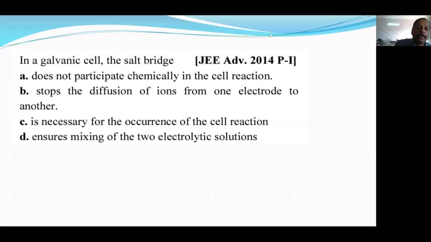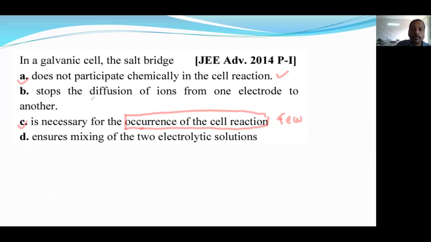Okay, so actually here it is a multi-correct option. If it is a multi-correct option, it will be A and C, but you have to select only one answer. Most appropriate will be only A. It is necessary for occurrence of the cell reaction, but if you don't use it also, the reaction will occur, but only for some time. So it is not most appropriate. Most appropriate will be A option.